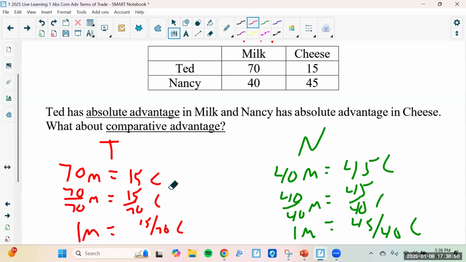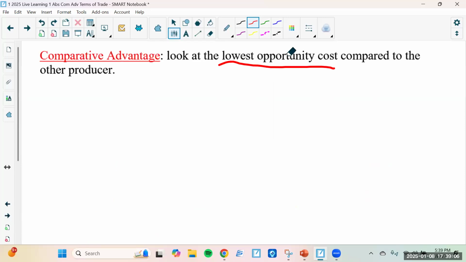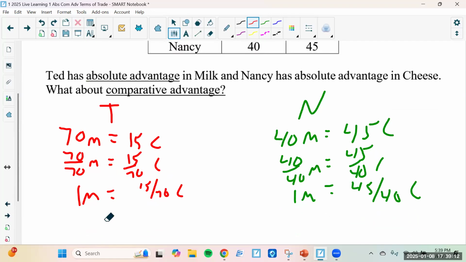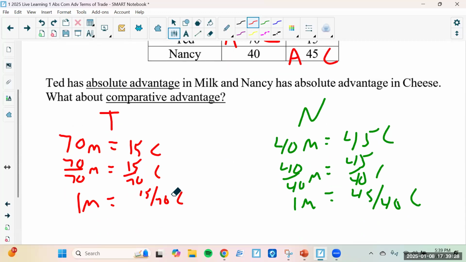So for Ted, every unit of milk that he produces, he gives up less than 1 unit of cheese. For Nancy, for every unit of milk she produces, she gives up more than 1 unit of cheese. Comparative advantage is the one that can do it with the lowest opportunity cost. So who gives up the least to produce 1 unit of milk? Ted. So Ted has the comparative advantage, which is exactly what I told you. Since he has the absolute advantage in milk, and she has the absolute advantage in cheese, he's going to have the comparative advantage in milk. That's the way it's always going to work. But I proved it with the math.